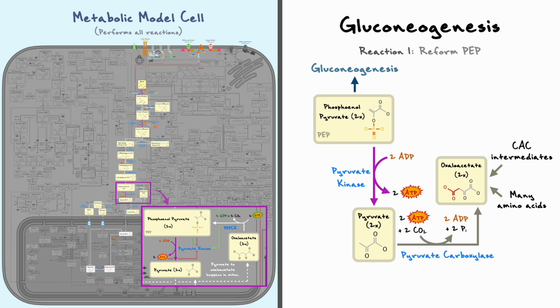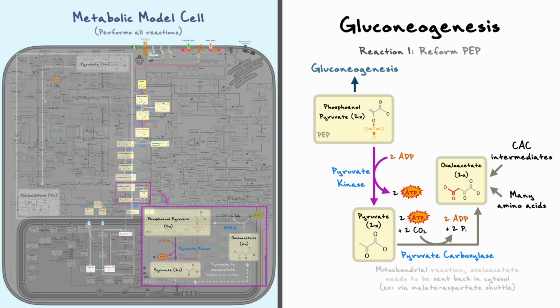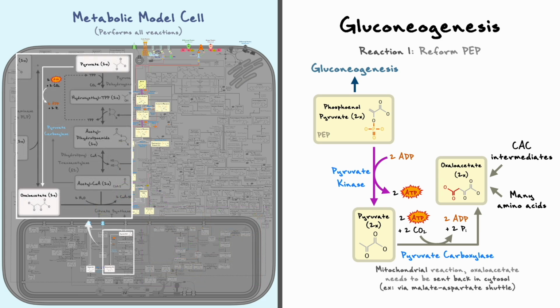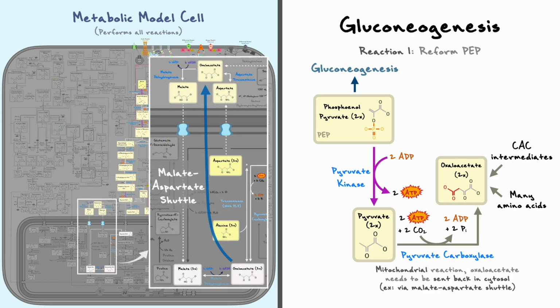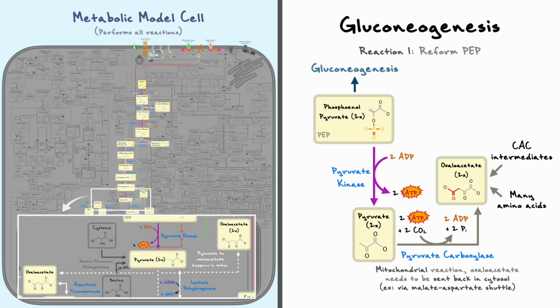A crucial detail about this reaction to mention, when we consider how it is integrated in the cell, is that it only happens in the mitochondrion. This is a little problematic because the rest of gluconeogenesis happens in the cytosol. Thankfully, cells have a mechanism to fix this called the malate aspartate shuttle, which allows them to reform oxaloacetate in the cytosol. We will cover the malate aspartate shuttle in more detail later when discussing the reactions of the mitochondrion, but for the moment, just keep in mind that this shuttle allows oxaloacetate to reintegrate the gluconeogenesis pathway.